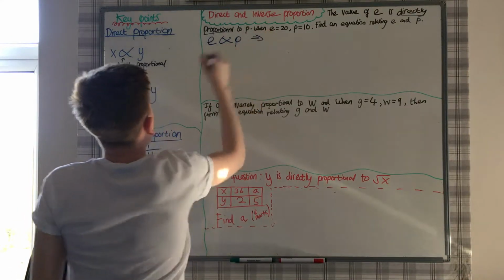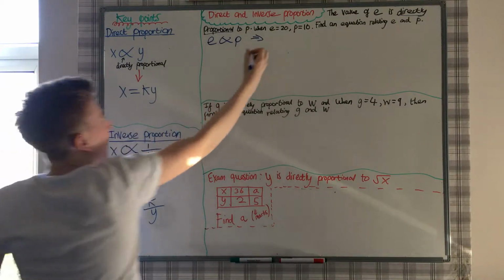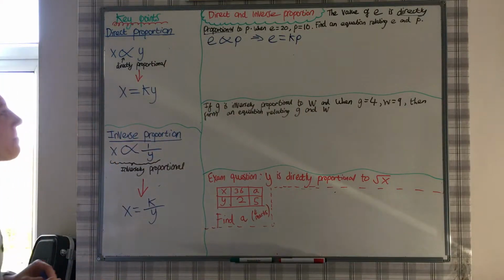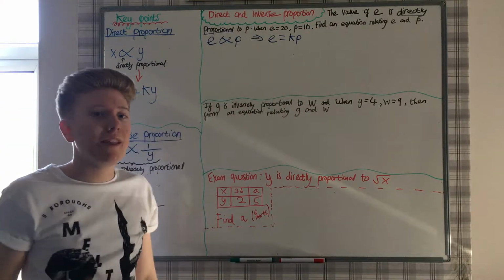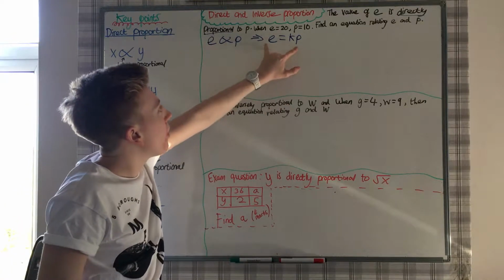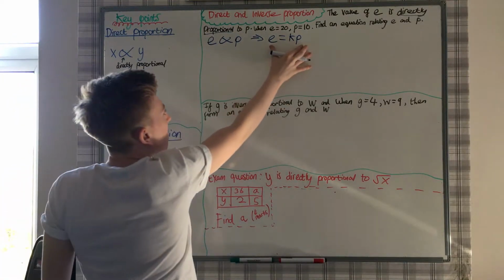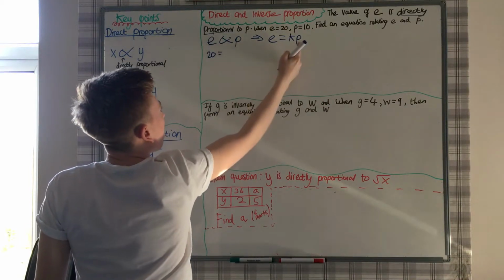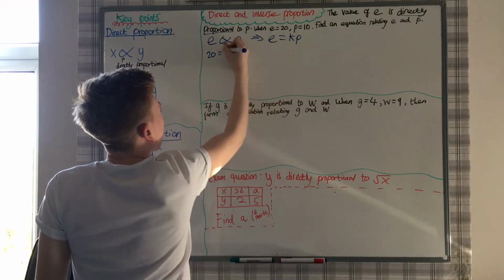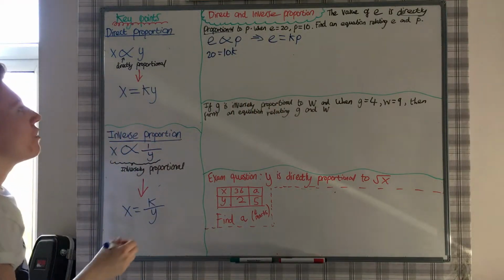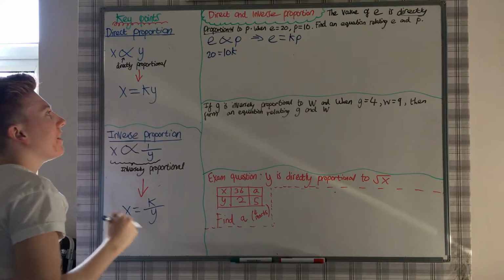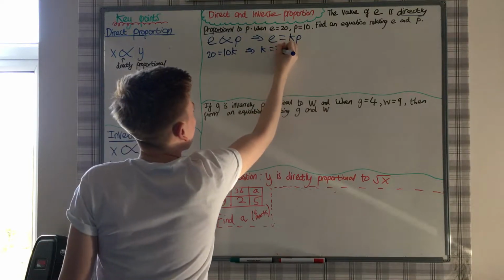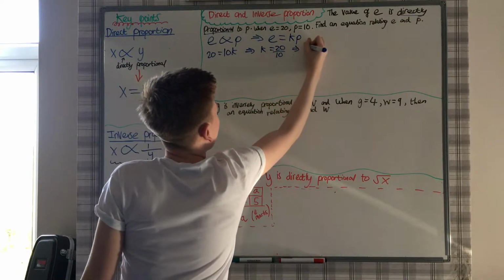Now, we write this as an equality. E is therefore equal to some constant K multiplied by P. Well, we're told here that when E is 20, P is 10. So we can actually find K by putting in these values. So if E is 20 and P is 10, let's put this into this equation. 20 equals K multiplied by 10. Because remember, P is 10, so 10k. And now by rearranging this equation for k, we can find the value. K is just equal to 20 divided by 10. So k is equal to 2.